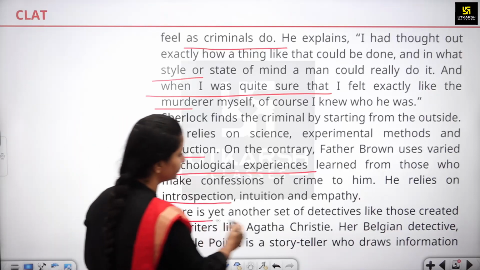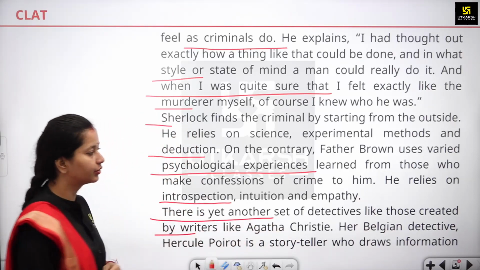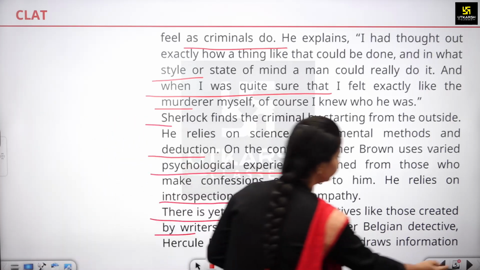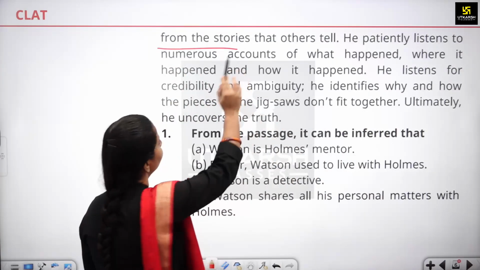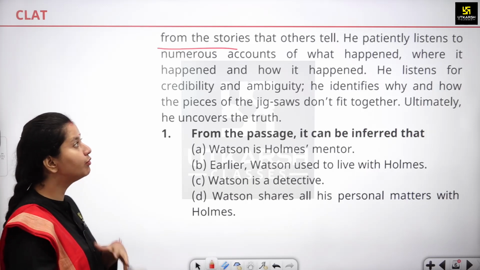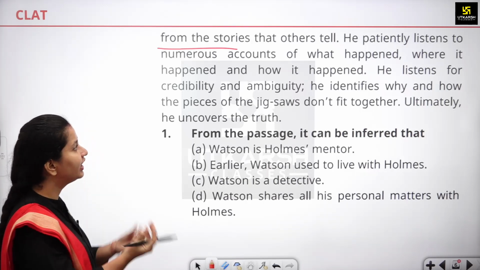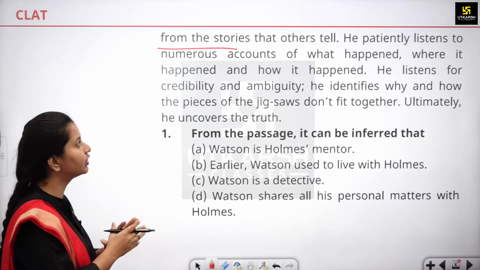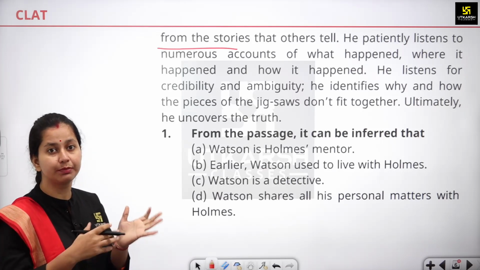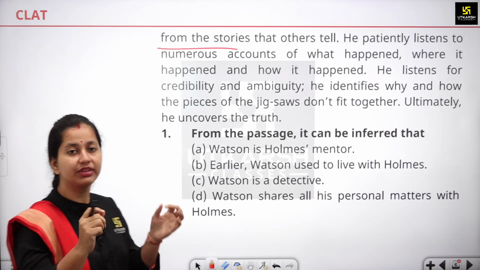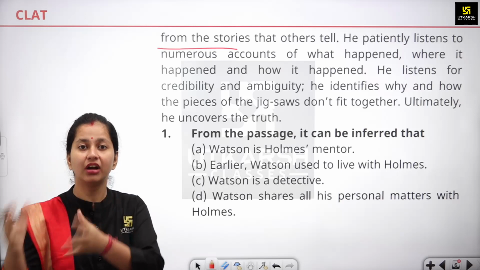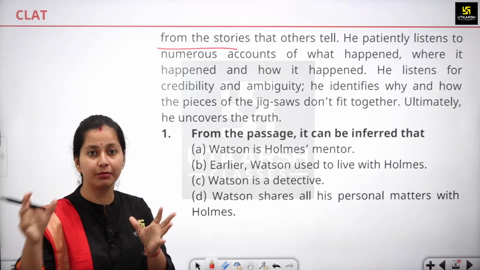There is yet another set of detectives like those created by writers like Agatha Christie. Her Belgian detective Hercule Poirot is a storyteller who draws information from the stories that others tell. He patiently listens to numerous accounts of what has happened, where it happened, how it happened. He listens for credibility and ambiguity. It means he listens for credibility, whether the persons saying so many things are credible or not. If one person is saying the same thing, the second is also saying the same thing, the third is also saying the same thing, it means that particular information is credible.